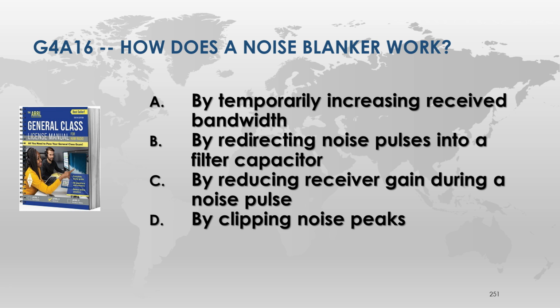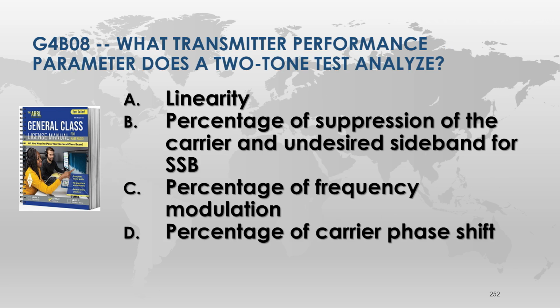But somebody said Charlie, reducing receiver gain during a noise pulse. I don't think so. I think Bravo. You think it's Bravo, redirecting noise pulses into a filter capacitor? No, I think he's pulling your leg. Are you yanking my chain there? It's Charlie. It is. Reduce the receiver gain during noise pulses. What transmitter performance parameter does a two-tone test analyze?